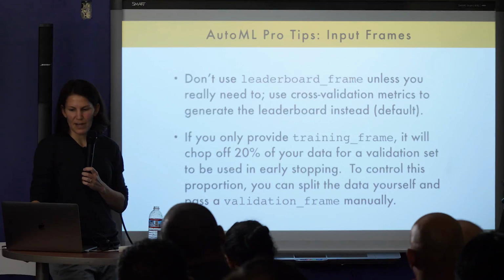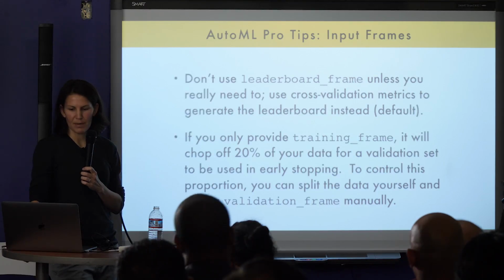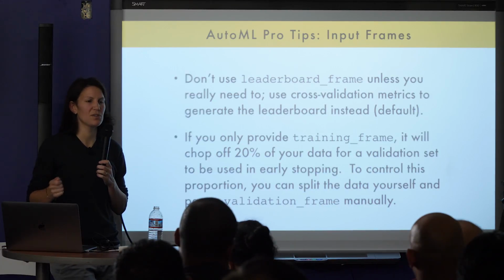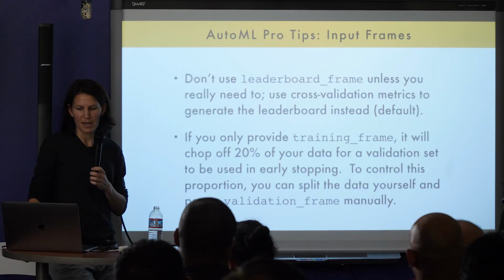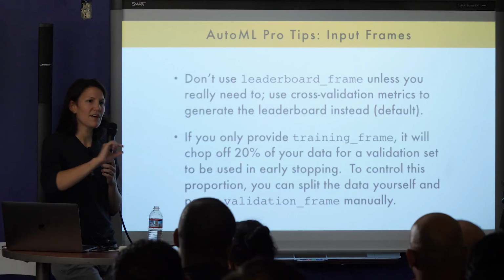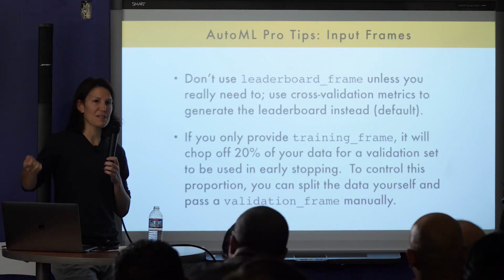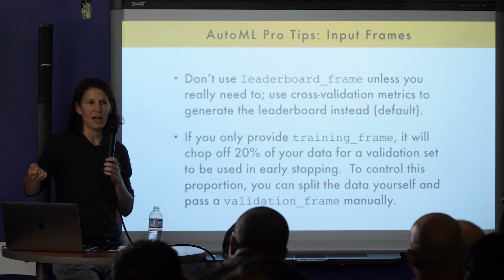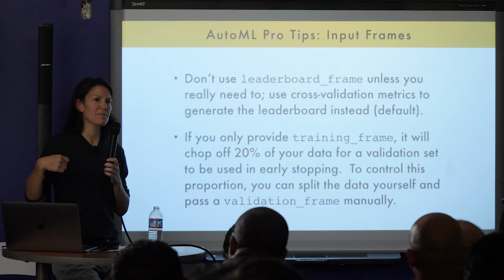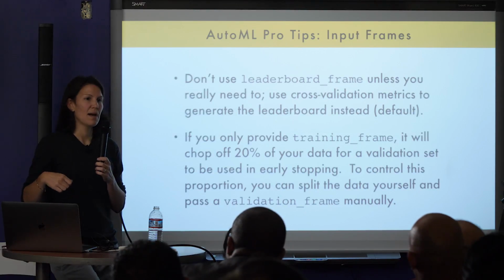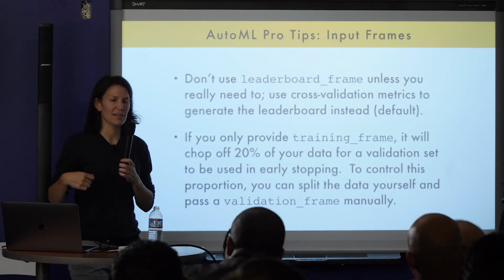And then if you provide the training frame, part of what we do is we need a little piece of your data to function as a validation frame, so that when we're tuning we make sure we don't overfit. There is a validation frame argument, so you could pass that on your own if you want to specify it. But if you don't, then we'll just chop something off for you. Right now we chop off 20%. I'm probably going to change that to 10%. I feel like it might be too much.